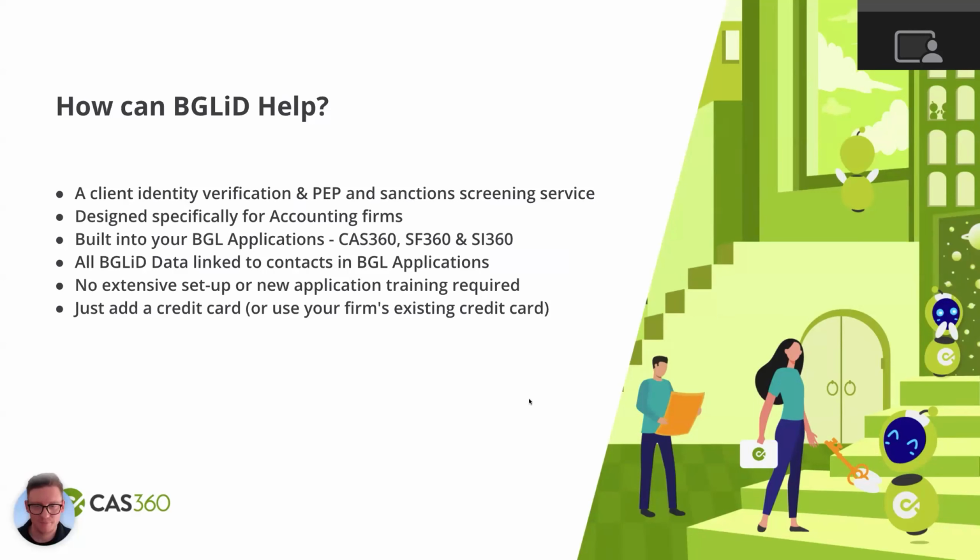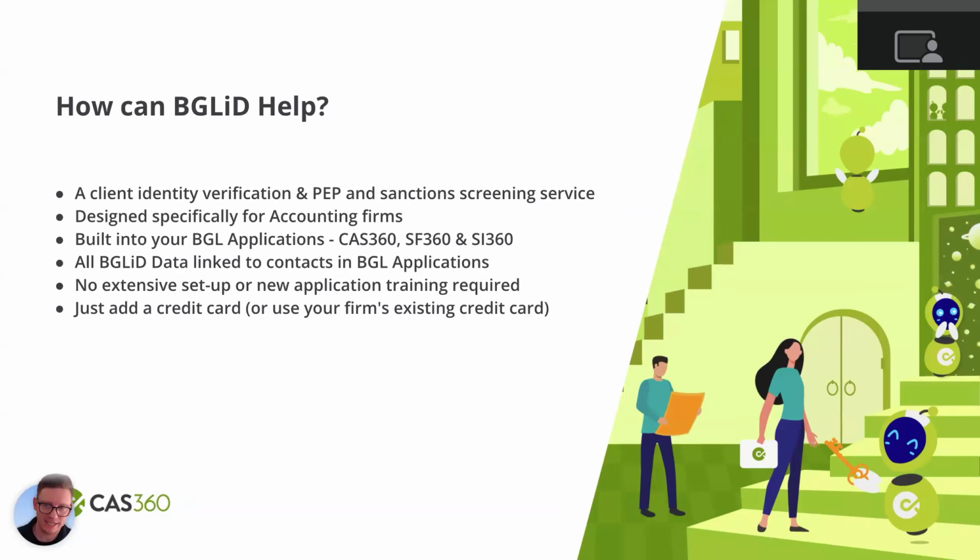First of all, you all have BGLiD in your current BGL applications. BGLiD is live and is able to be used. If you wanted to check how any of these verifications work, you could run an ID verification on yourself today. BGLiD is a client identity verification and PEP and sanctions screening service. It's designed specifically for accounting firms and it appears in all of your BGL applications, CAS 360, Simple Fund 360, and Simple Invest 360.